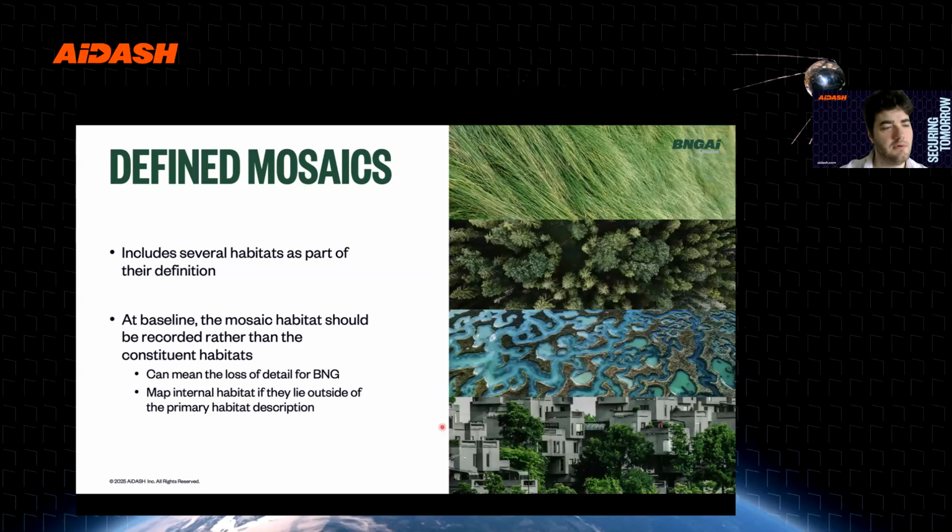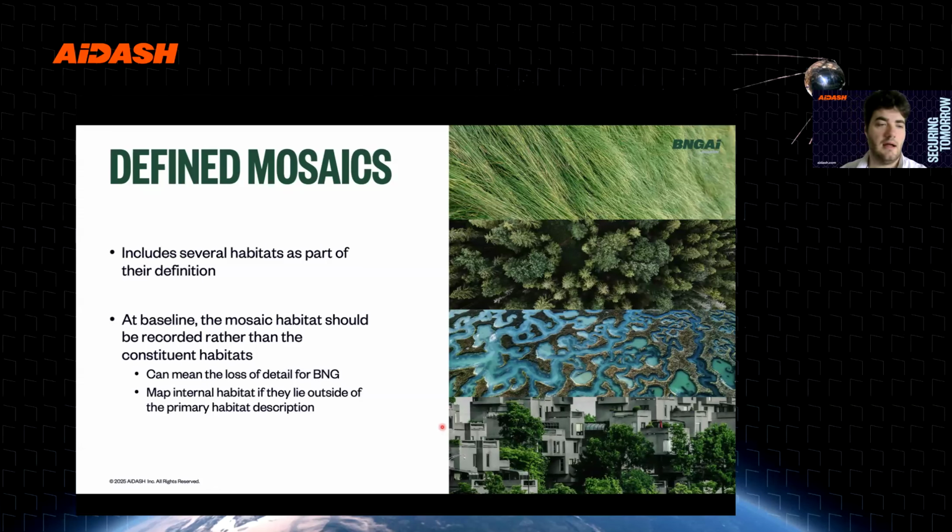So, if we are breaking these down into the smaller constituent habitats, that can result in there being a lower biodiversity unit value of that area. But we should break out smaller compartments if they don't meet what's called the primary habitat description.